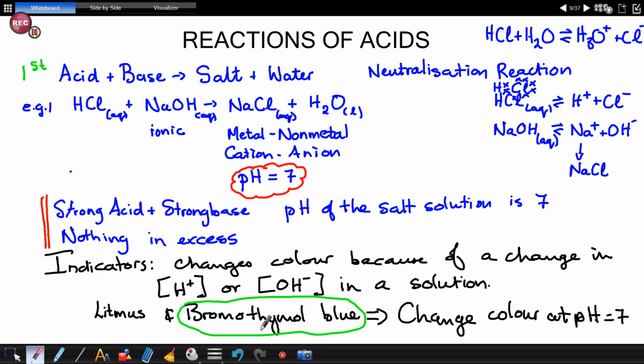Bromothymol blue solution, yes. So what is the color in an acid? It is yellow in an acid and blue in a base. So there will be a definite change in color, either from yellow to blue or from blue to yellow.